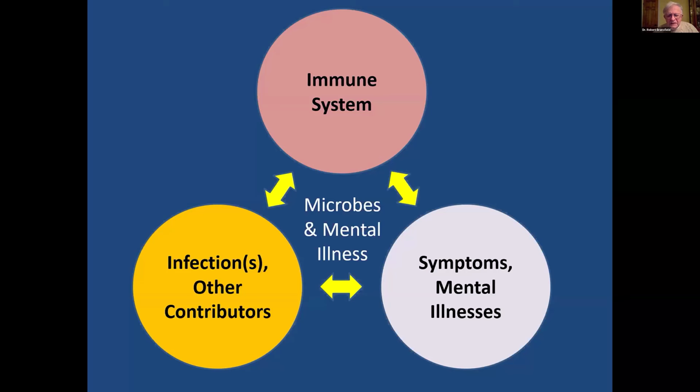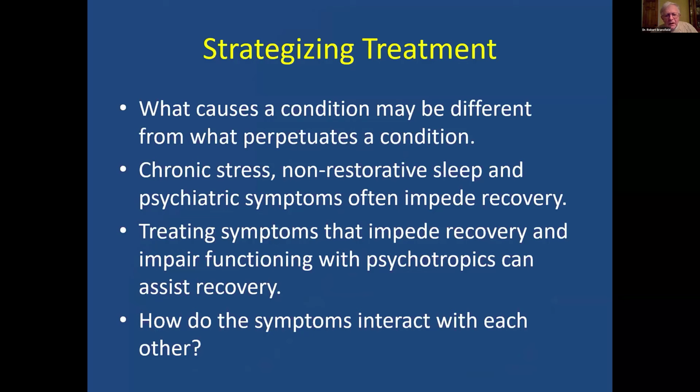So if we look at symptoms, I'll look at that now. What starts it may be different. Chronic stress, sleep deprivation, and different psych symptoms often play a role in perpetuating and magnifying the severity of the disease. So if we treat those symptoms, that can have benefit. When I go through my assessment, I say, okay, now that you have 80 symptoms or 200 symptoms that some people have, where do we start?